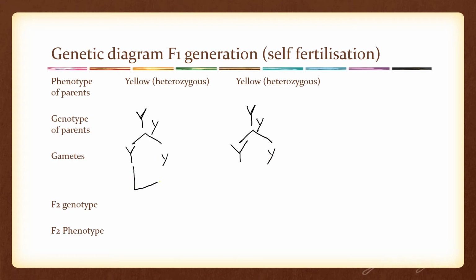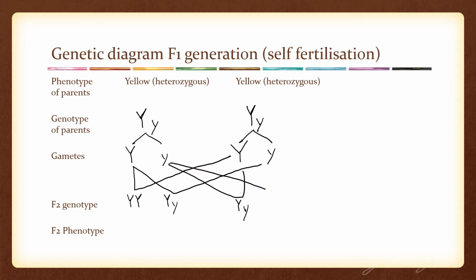So these dominant alleles can pair up with these dominant alleles, and the resulting offspring will be homozygous dominant. It can also pair up with these recessive alleles to give an offspring that is heterozygous. These recessive alleles can fertilize the gametes of this dominant allele, and we will have heterozygous. And these recessive alleles can also pair up with these recessive alleles, and the offspring will be homozygous recessive.